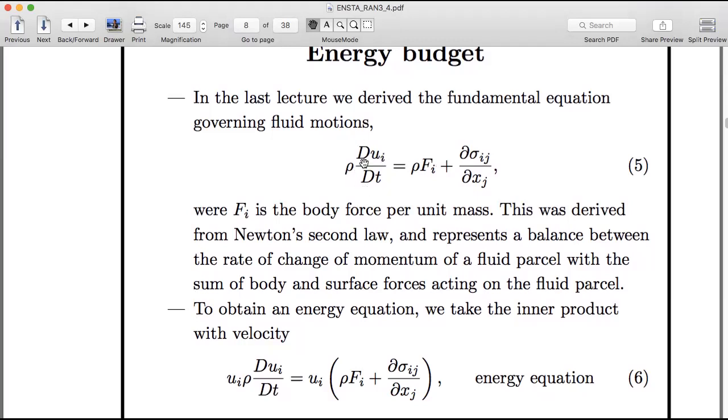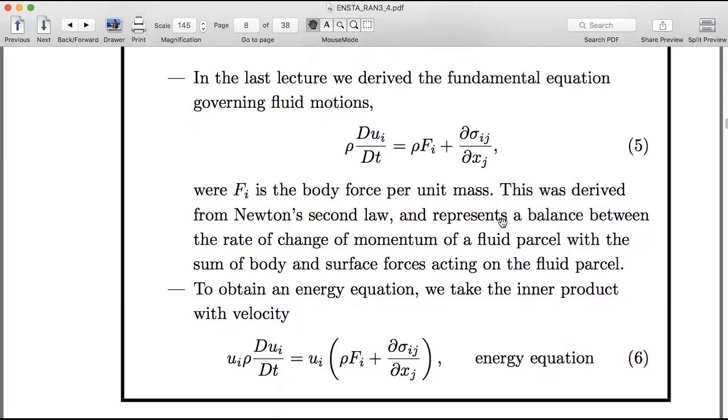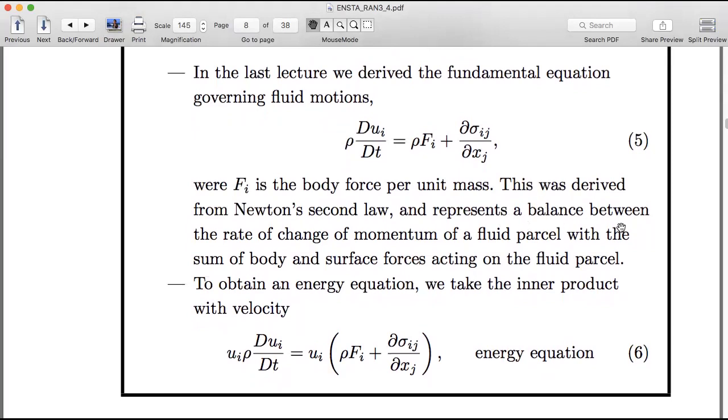I guess I do go back. Sometimes I don't need the choice of the viscosity, so I will go back to this equation from time to time. But this is exceptional. In most of your work in fluid mechanics, you're going to use the Navier-Stokes equations much more often than this equation 5. Equation 5 is much more general because I haven't said anything about the stress tensor yet.